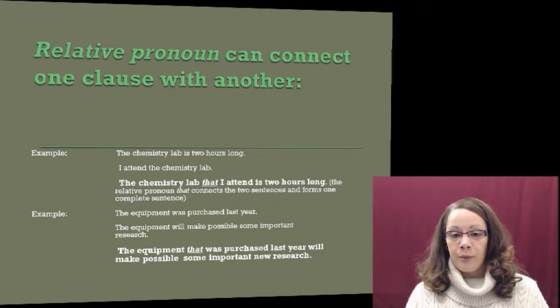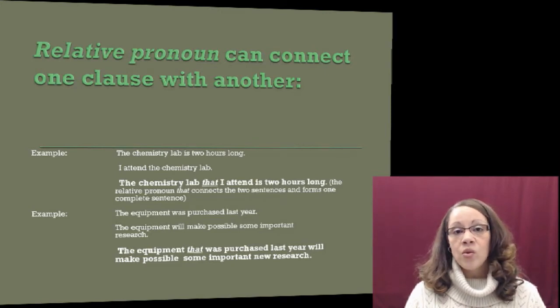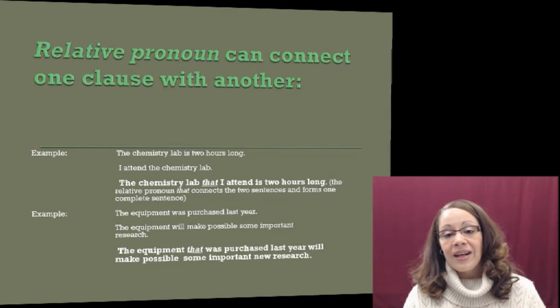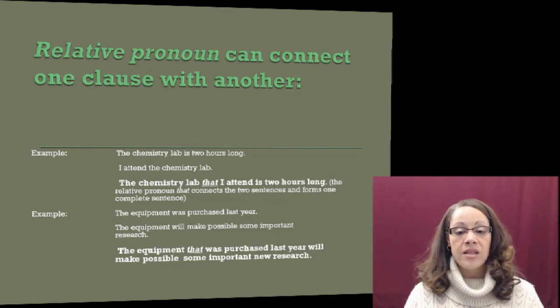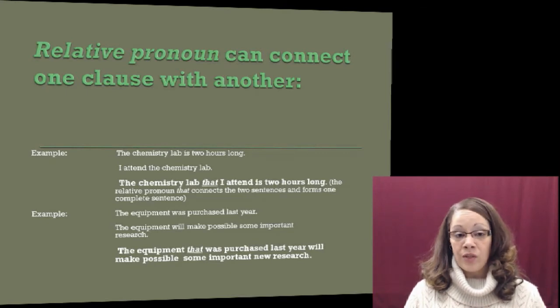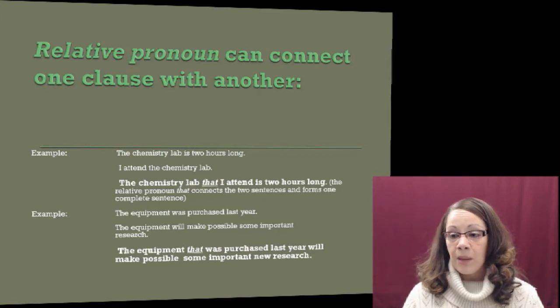So let's find our verb. Is is our verb. Again, to find the subject, you ask who or what is. Chemistry lab is. So chemistry lab is our subject of the sentence. My next simple sentence is I attend the chemistry lab. Attend is my verb. Who or what attend? I attend is my subject. Now I want to combine both of those simple sentences together to have one complete sentence. So I have my example there.